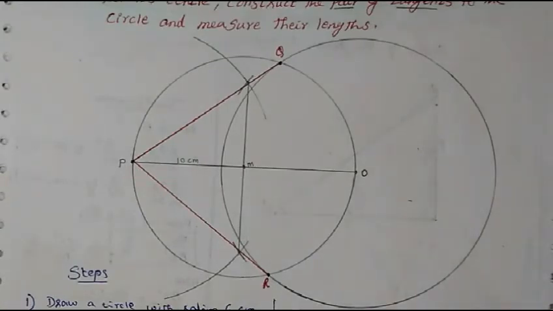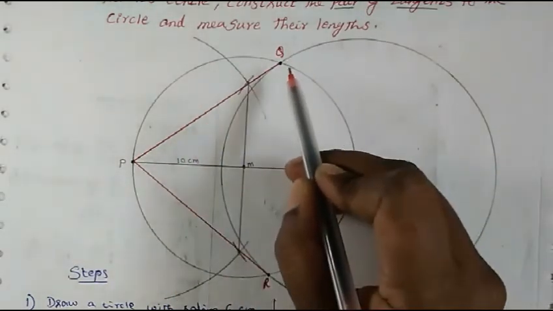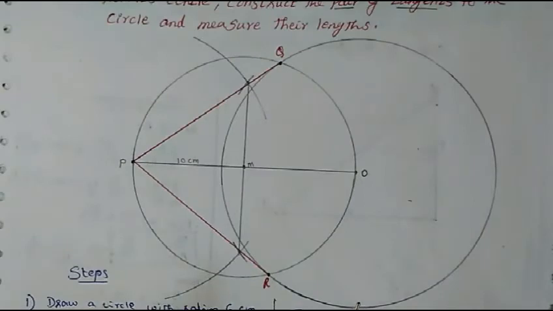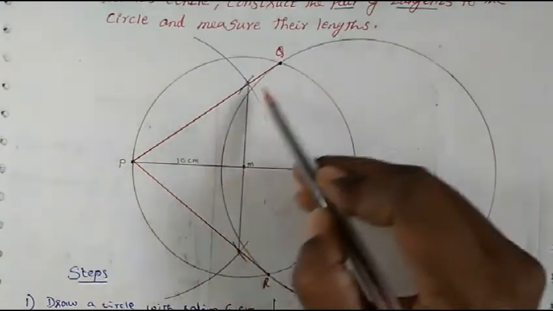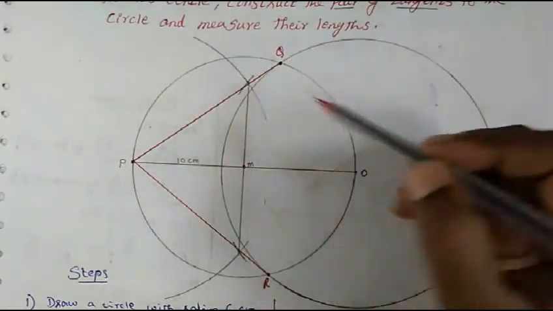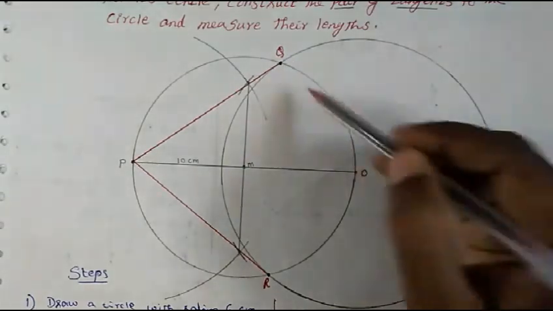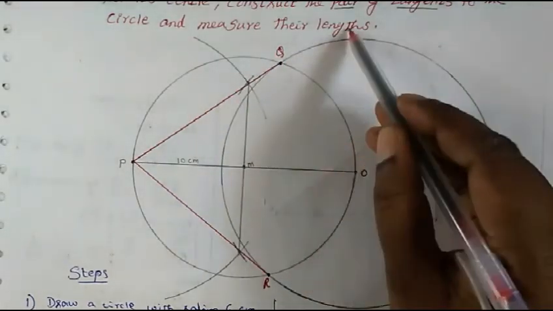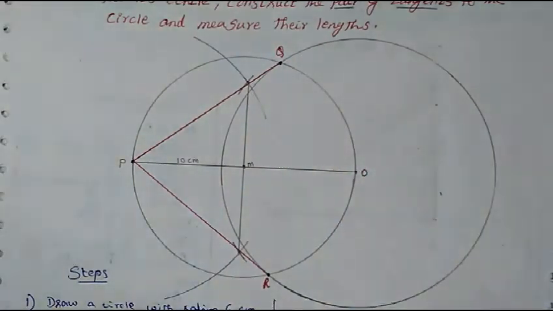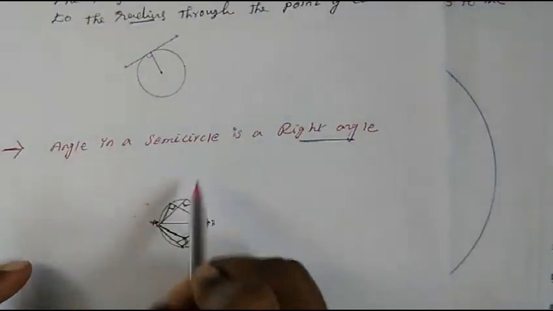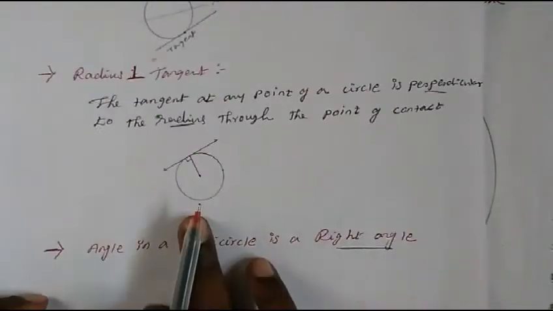Now justification, for justification, I will introduce you. We have to prove that PQ is the tangent for this circle, and PR is the tangent for this circle. So how to prove? In the introduction I told you, a tangent means a line that intersects the circle at one point, and the tangent will be perpendicular to the radius of the circle. And one more point I told you, the angle formed in the semicircle will always be a right angle. These 2 points you have to remember. With this only we will justify.